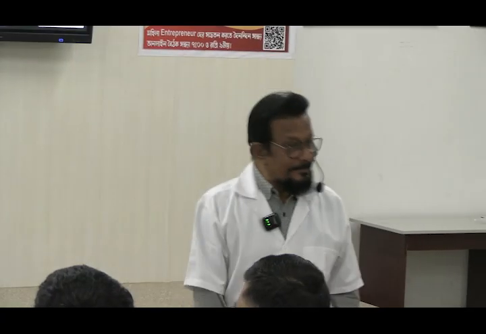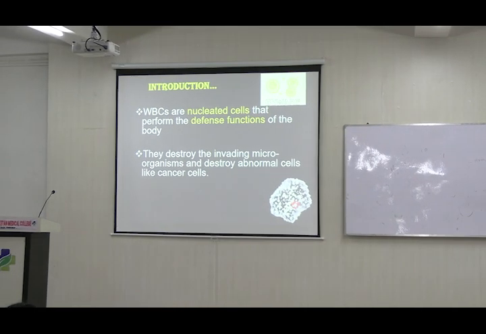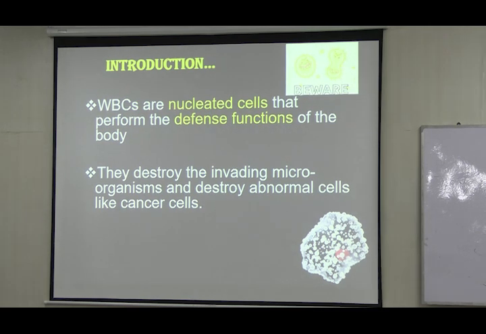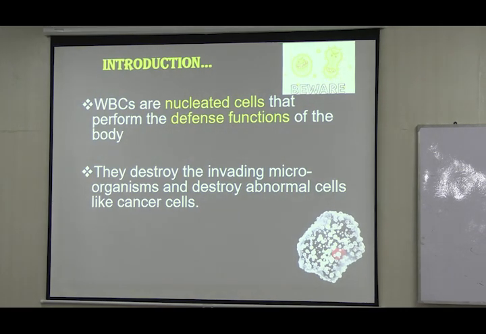There may be some abnormal cells. It may be a cancerous cell. It may be abnormal white blood cells. So, if there is any abnormality in cells circulating through the blood, this can be found in the buffy coat. So, it is very important too. These are nucleated, and mainly their function is in defense mechanism. They have other functions also. We will discuss. They destroy the invading organisms and destroy abnormal cells like cancer cells.